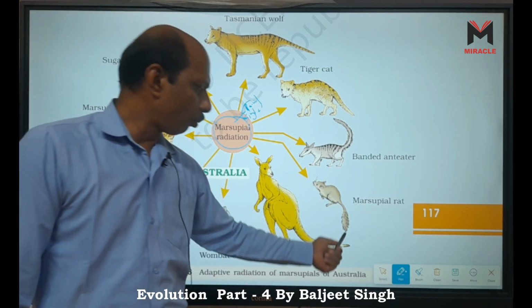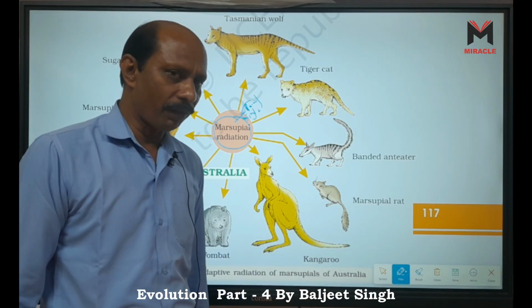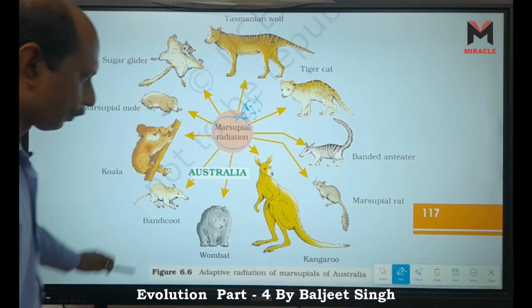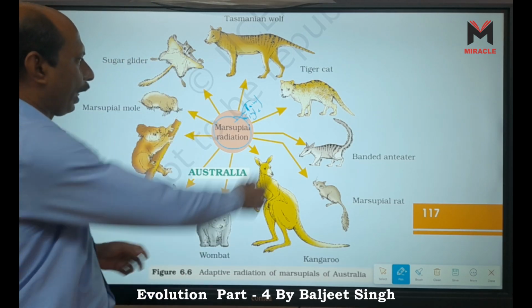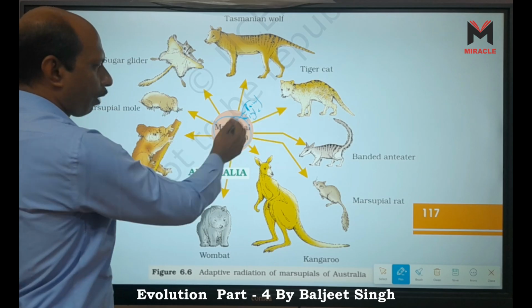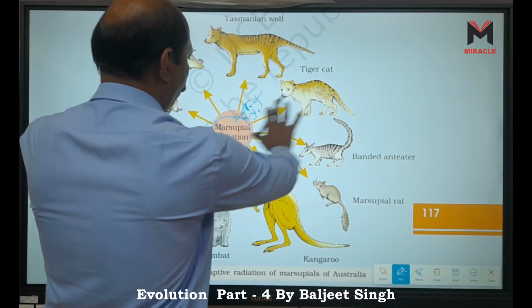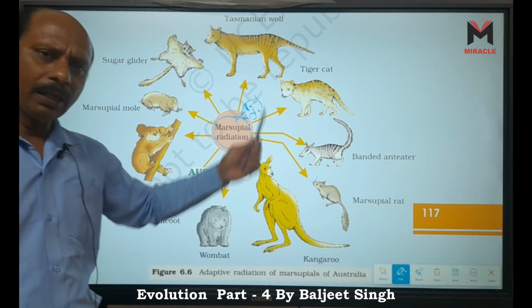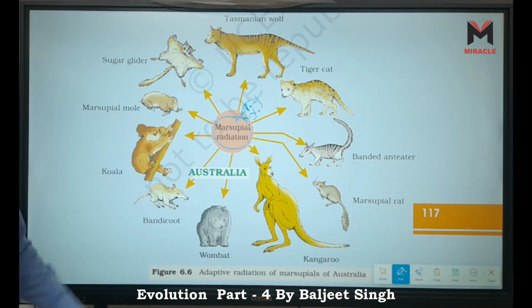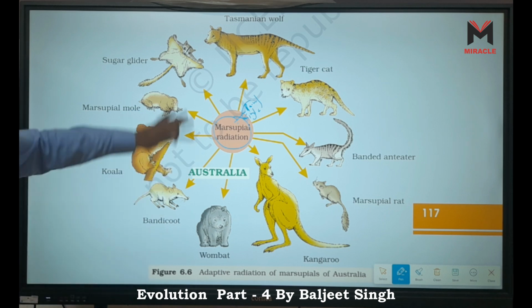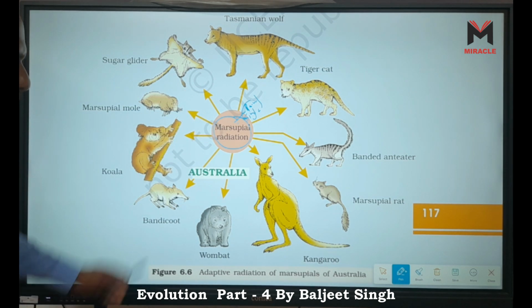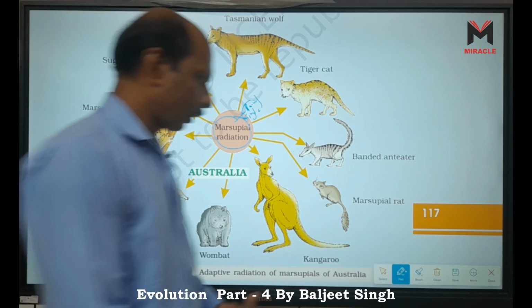Marsupial rat is like the mammal rat, but something different. Different means they are not placental. Placental means mammals are there. So this shows radiation. Radiation means origin from a single point, and different species are formed according to their habitat or according to their environment, right? So by adaptation, different types of species are formed. That one is called adaptive radiation, right?